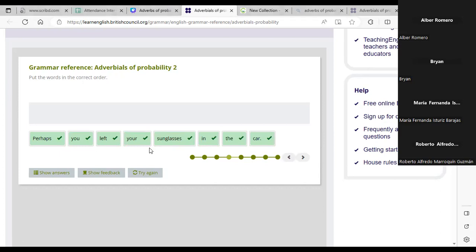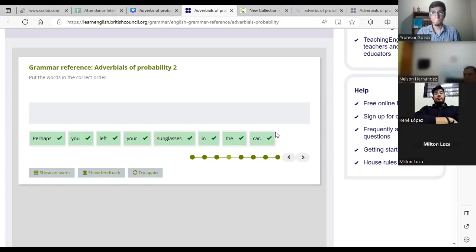Okay, perhaps this is very easy, guys, because we use perhaps at the beginning. But also we are going to learn more about this. So perhaps you left your sunglasses in the car. Good. Teacher, yes? I have a question about that exercise.